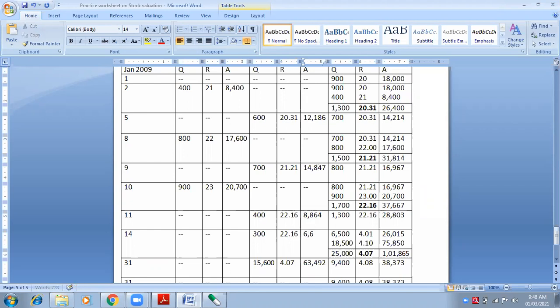6,648. Okay. And now let me know the balance. How much is the balance? 1,000. Yeah. How did you find that? 1,300 minus 300 issued. So how much is left over? 1,000.